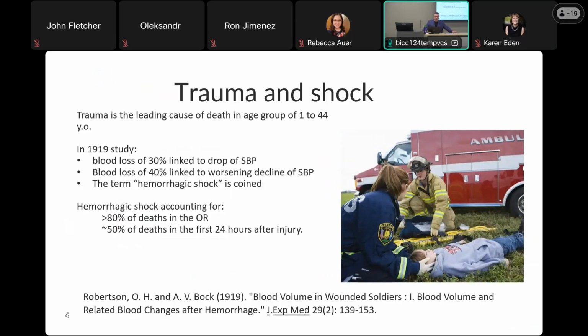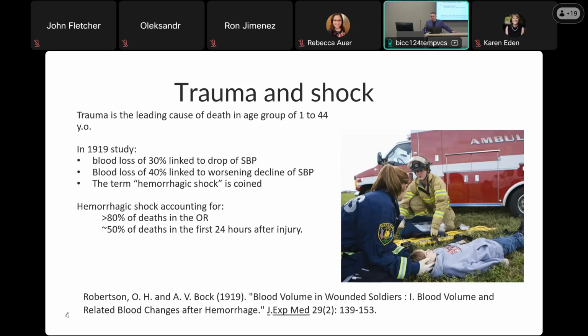Hemorrhagic shock was discovered shortly after World War I. And a couple of researchers, what I found is Robertson and Bach, they were looking at the correlation between blood loss and systolic blood pressure. So they found out loss of 30% of blood linked to significant decrease in systolic blood pressure. Loss of 40% of total volume of blood is correlated with worsening of the decline. And the term hemorrhagic shock was born at that point.